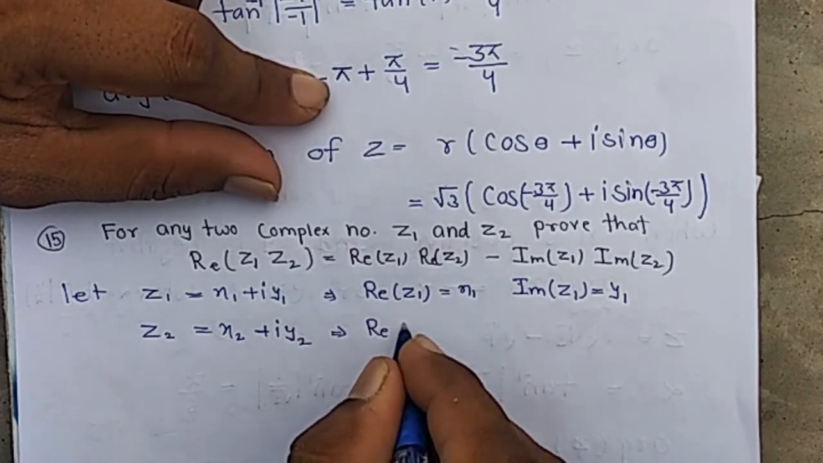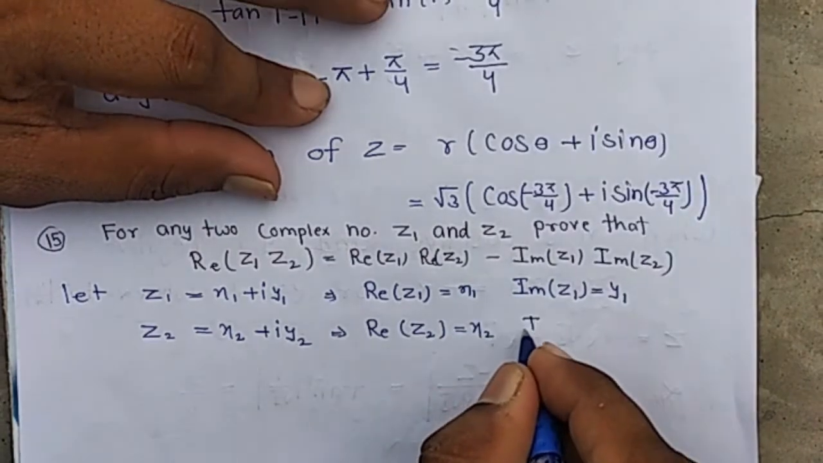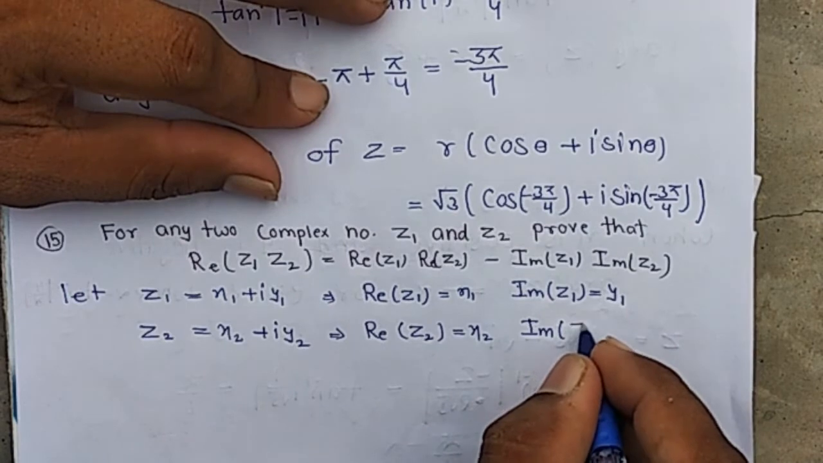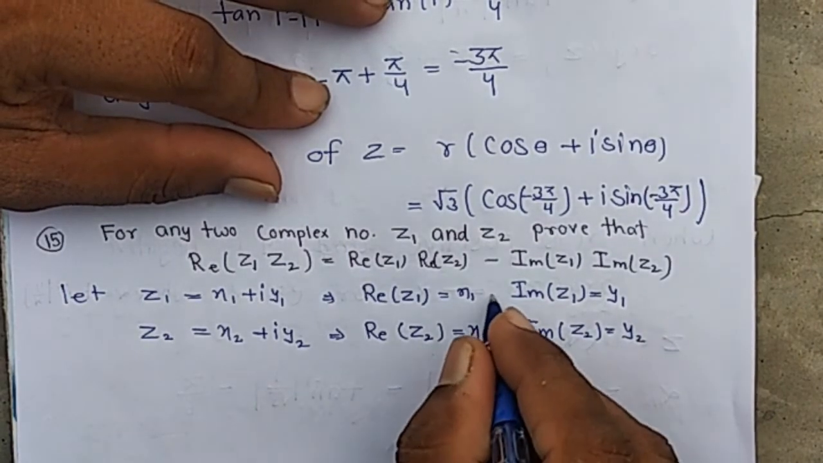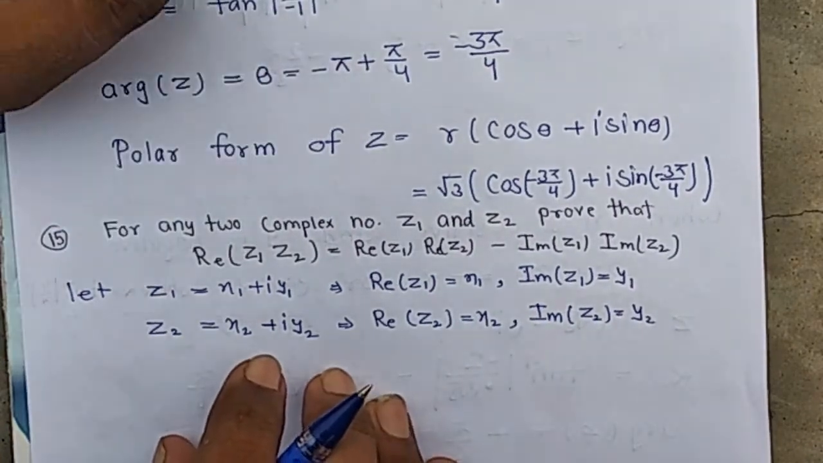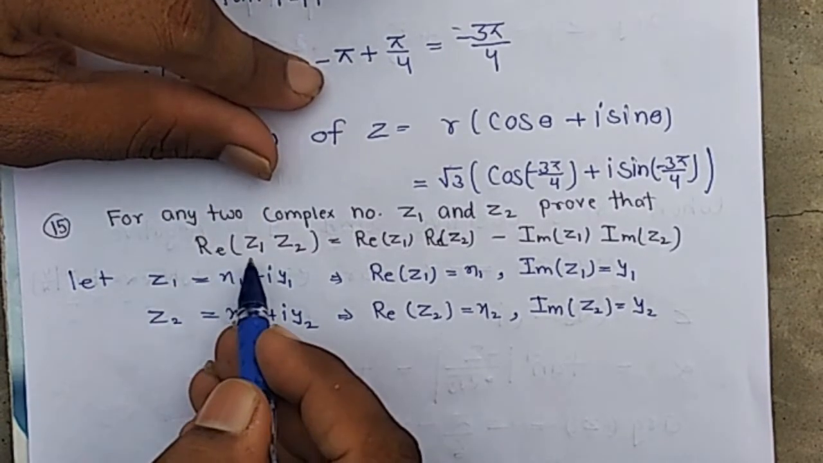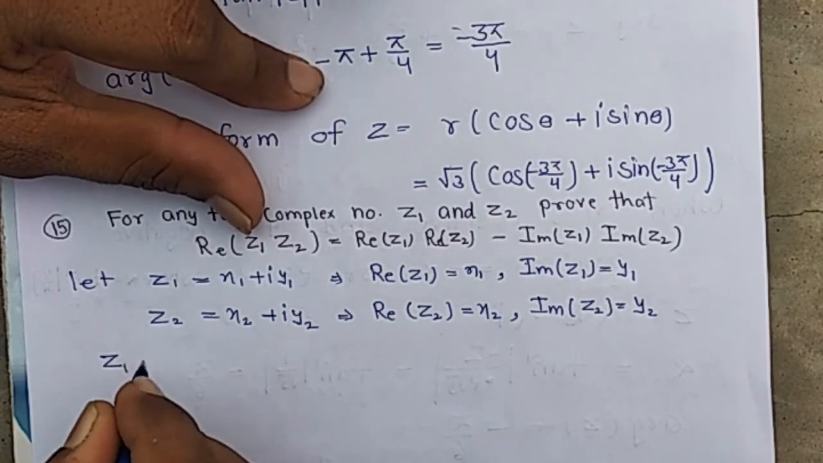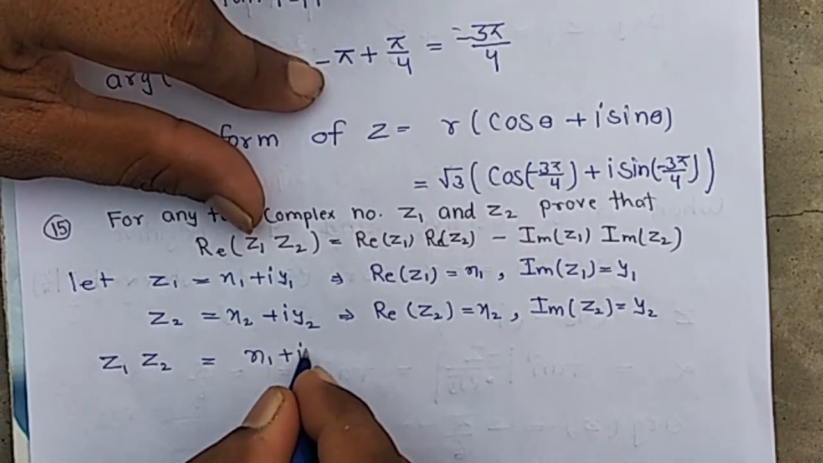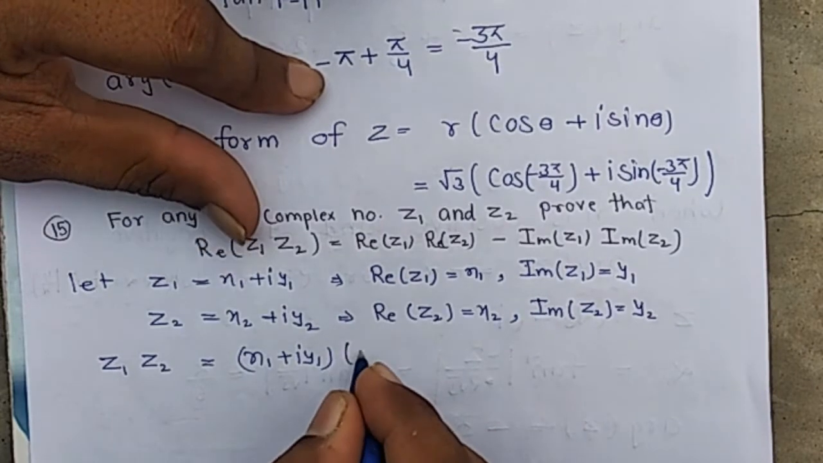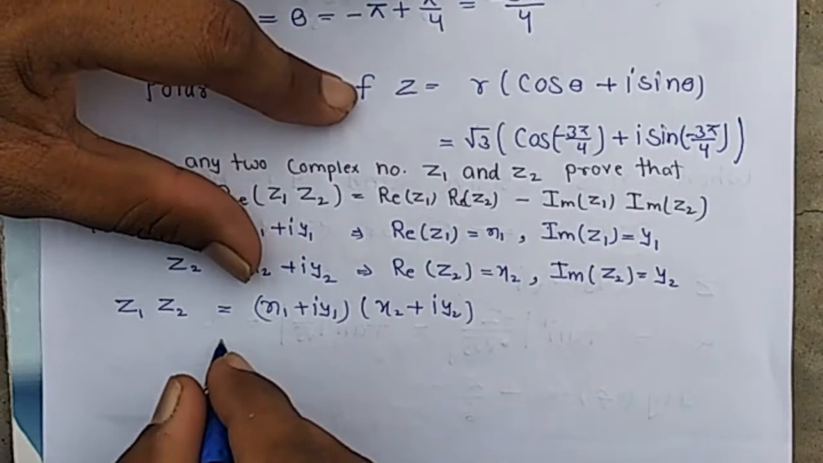Similarly, the real part of z2 is x2 and the imaginary part of z2 equals y2, the imaginary part being the one in the multiple of i. Now, firstly we calculate z1 times z2. z1 times z2 means (x1 plus iy1)(x2 plus iy2). Multiply these terms.